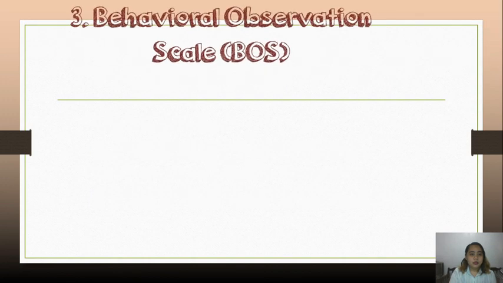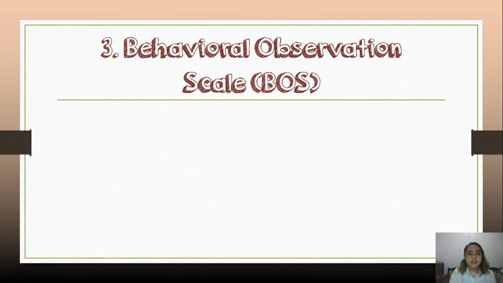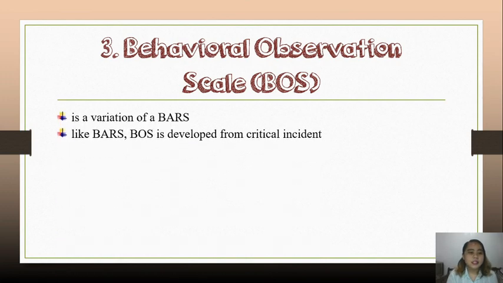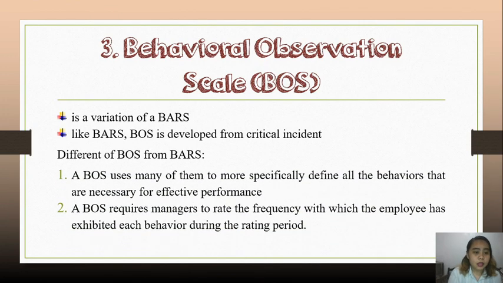Next, the third is behavioral observation scale, or BOS. So BOS is a variation of BARS, and like BARS, BOS is developed from critical incidents. BOS is different from BARS in 2 ways.